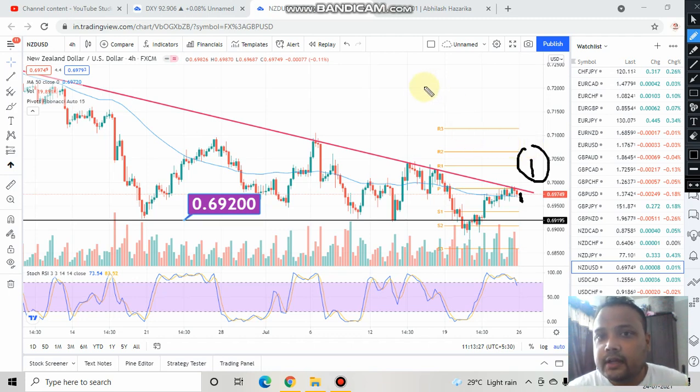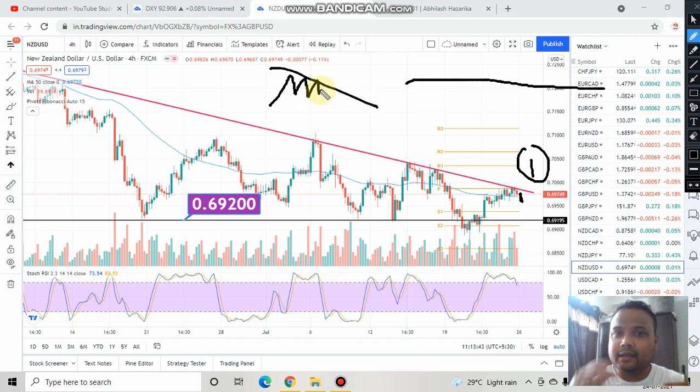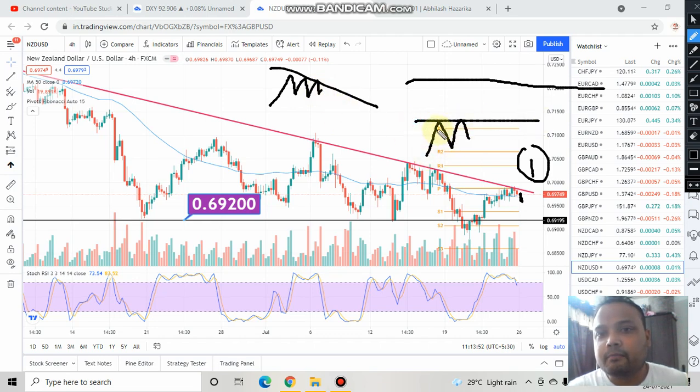If this would have been a horizontal line, then I would have told you not to short the market, because there is a theory in the market that whenever market tests a level, that level loses its strength, because you can see that market is testing this level. Market hit the level, came down, hit the level, came down. So ultimately what happens is that this level loses its strength.